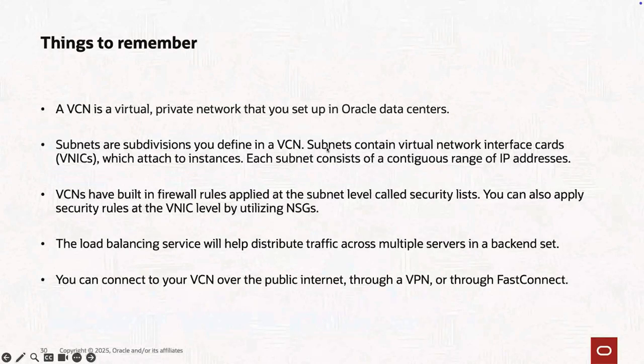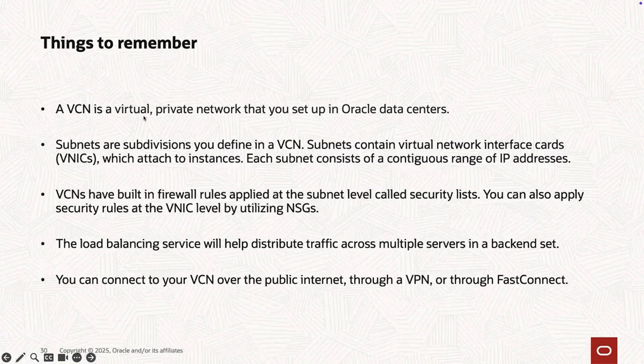So a couple of things to remember before I pass this back to Borna to close it out, so we can get to some of the pending questions if there are any. A couple bullets to remember. A virtual cloud network is a virtual private network that you set up within Oracle data centers. Subnets are divisions of that virtual cloud network that you define. That's going to contain the network interface cards, which are attached to the instances. And each subnet consists of a contiguous range of IP addresses. The virtual cloud networks have built-in firewall rules applied at the subnet level called security lists, but you can also do it at the VNIC level or group of VNICs utilizing the network security groups.